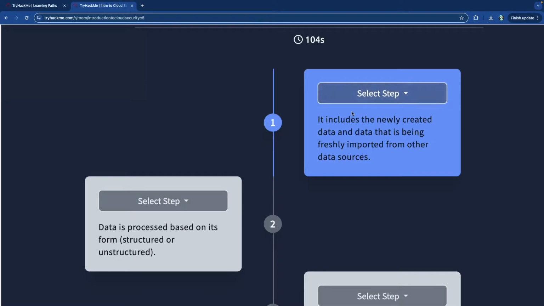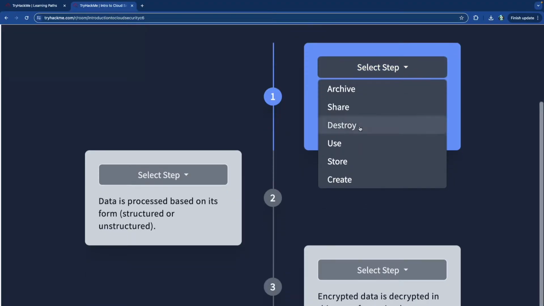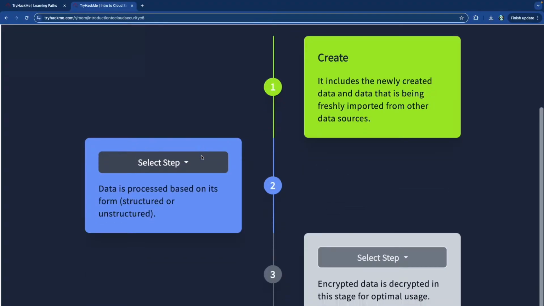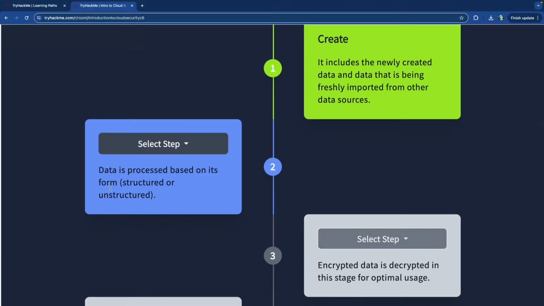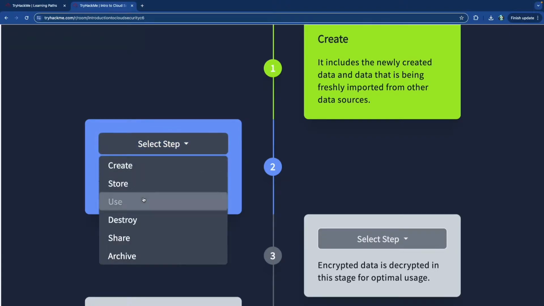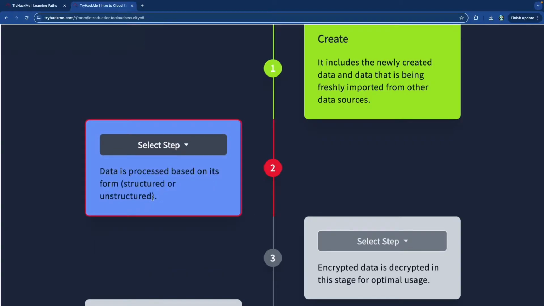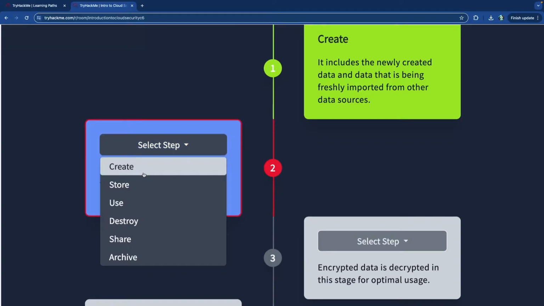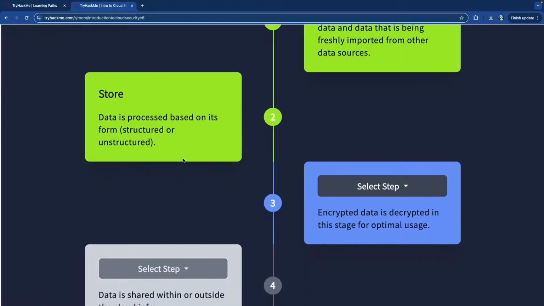So we have 100 seconds. It includes the newly created data and data that is being freshly imported from other data sources. This is called creation. And then you have data is processed based on its form, unstructured or structured. That would be use. It's not use, so let's see. Stored. So that's what it is.